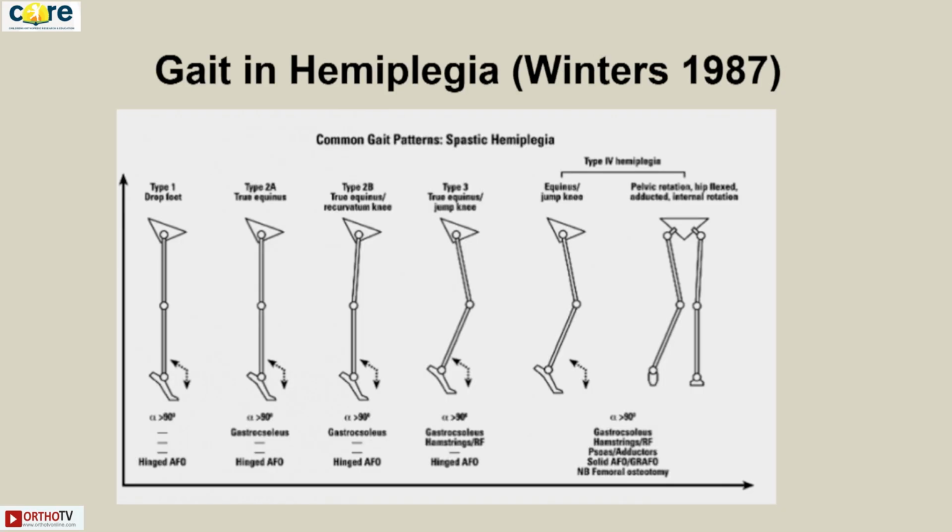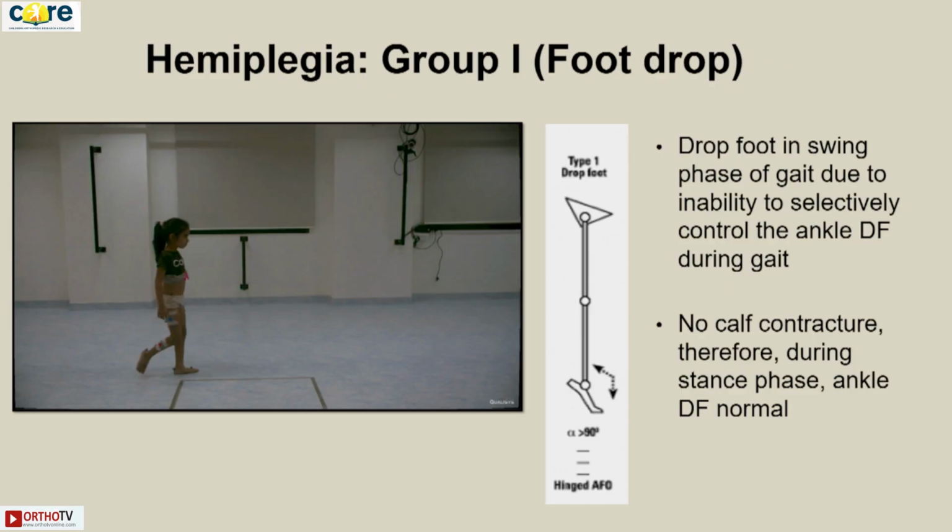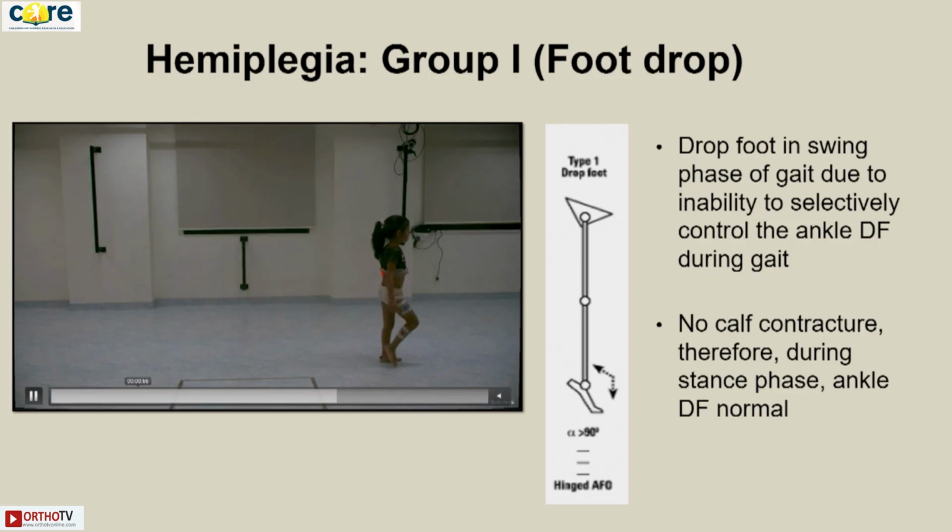So Winters has classified this pattern again into 4 types, where you have a drop foot gait. That means they've got weak dorsiflexors. You may have a true equinus, just like in the diplegic gait. You may have a true equinus with recurvatum, because these children lock the knee because of a tight gastrocsoleus. And you can have a jump knee pattern. And then type 4 hemiplegics are usually because of the proximal contractures. They get internal rotation as well, in addition to the flexion contracture. So this is a type 1 hemiplegic gait.